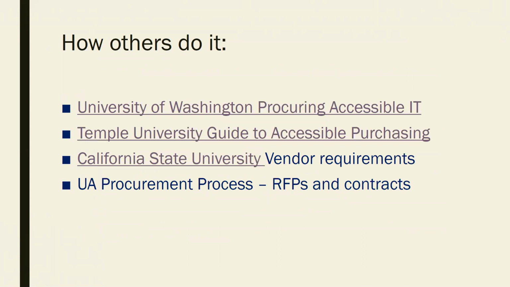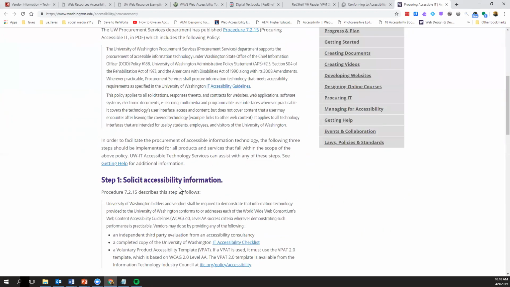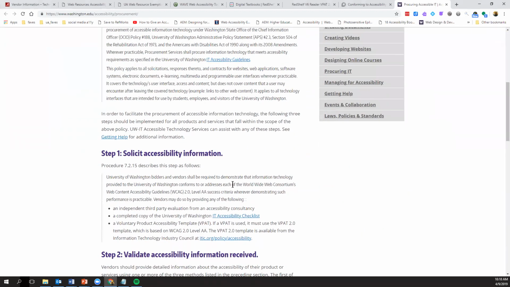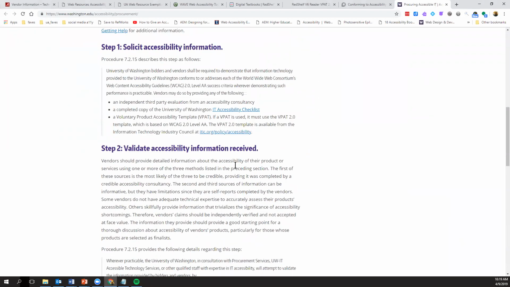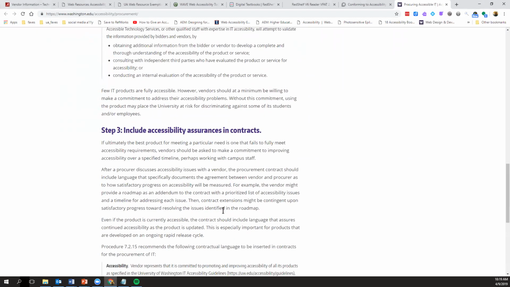Rachel provided some information about other universities' models for accessible IT procurement. The University of Washington, which really has been leading the way in the technology accessibility sphere for higher ed for quite some time, has an accessible IT procurement procedure that includes soliciting accessibility information, either through a third-party evaluation or a VPAT or their own internal testing processes, validating the information that's received, making sure the VPAT is accurate, and then including accessibility assurances in contracts.